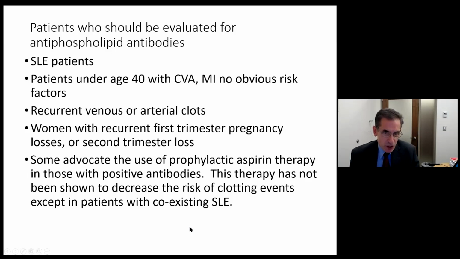Some advocate for the use of prophylactic aspirin therapy in those with positive antibodies. This therapy has not been shown to decrease the risk of clotting events, except in patients with coexisting lupus.